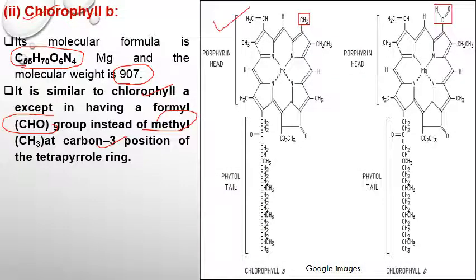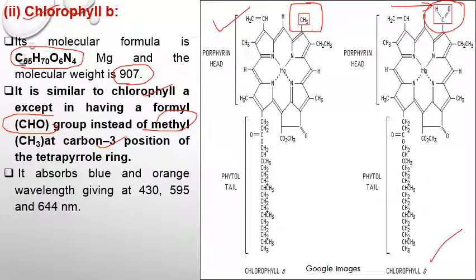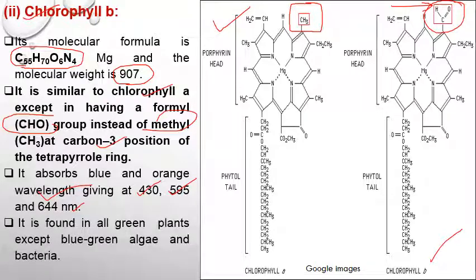This is the structure of chlorophyll A. In this position, in chlorophyll A there is methyl group, while in chlorophyll B, in this position there is a formyl group, that is CHO group. So this is the only difference, otherwise they are similar. So it absorbs blue and orange wavelength and giving its peaks at 430, 595, and 644 nanometer on spectrophotometer. So it is found in all the green plants. So this is the pigment which is found in all the green plants along with chlorophyll A. So all green plants contain chlorophyll A and B, except there are some blue-green algae and bacteria.